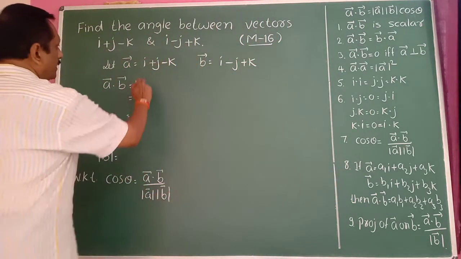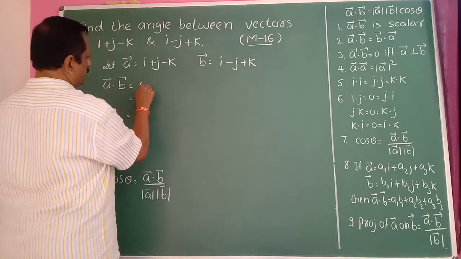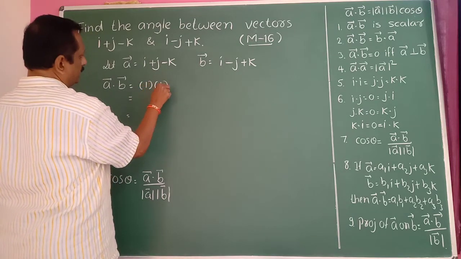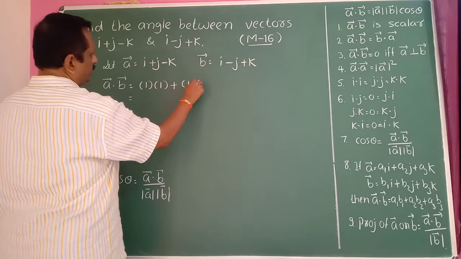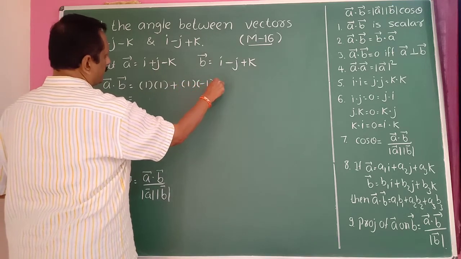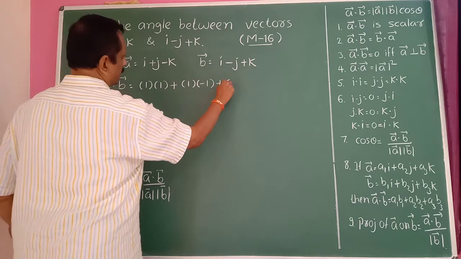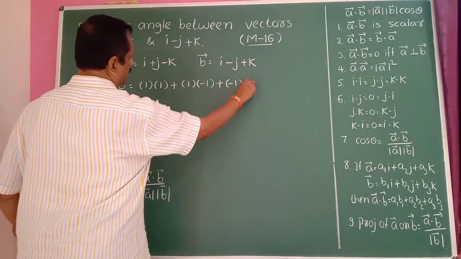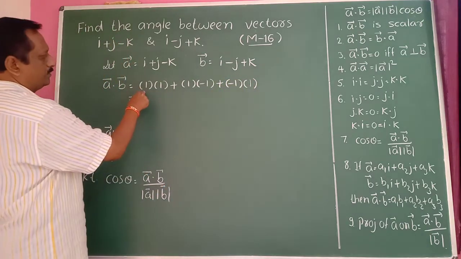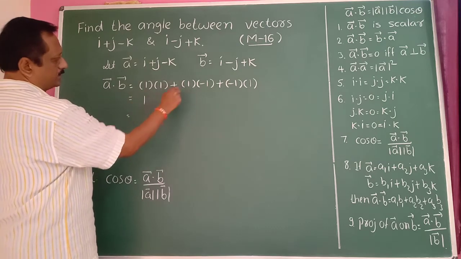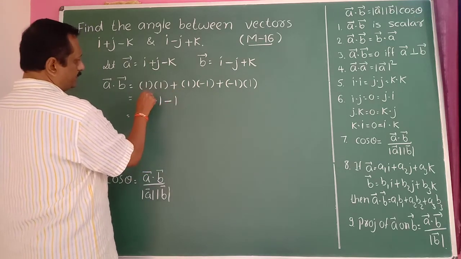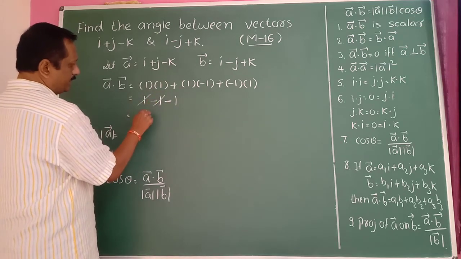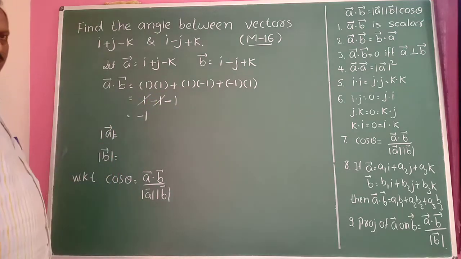Therefore, 1 into 1 plus 1 into minus 1 plus minus 1 into 1. 1 into 1 becomes 1, and here is minus 1 and here is minus 1. Plus 1 minus 1 cancels. Remaining is minus 1.